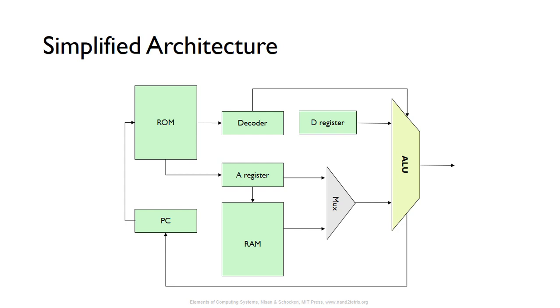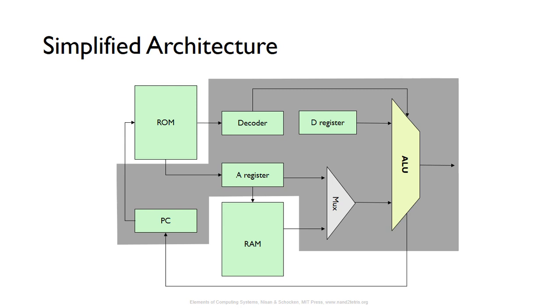So this shows a simplified architecture of the Hack computer. This part is actually the CPU. All these parts within this grey box are inside of the CPU. The ROM and the RAM are external to the CPU. So this makes up the entire Hack computer.